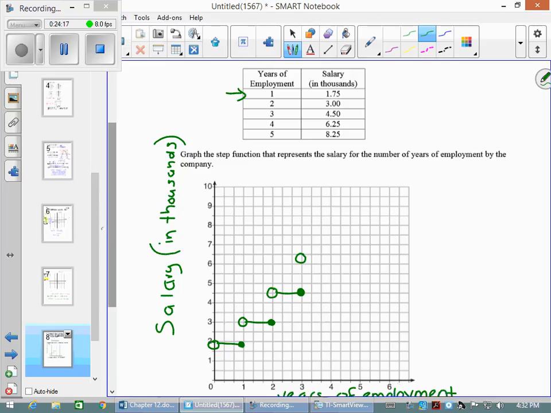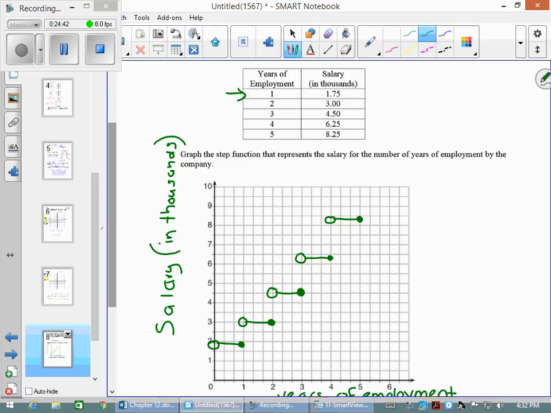And our final one is 8.25. And we're, once again, going to start with our open circle because our previous one is included in the one before. And we're going to go up to and including 5 years. So you end with your closed circle.